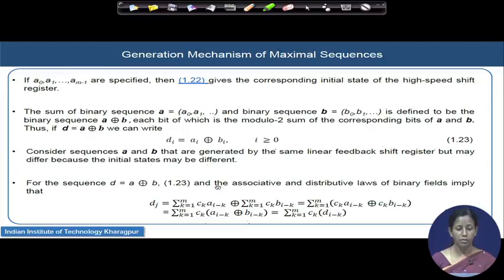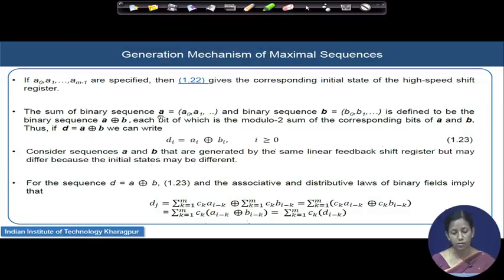Now, in the last portion, we are trying to see whether we can highlight some properties of the sequence generated through these linear feedback shift registers. Suppose you have generated two sequences from the same shift register. One sequence is A, the combination of A0, A1 and so on, and the other binary sequence is B, the combination of B0 and so on. And we define a binary sequence which is generated outside by doing the bit by bit modulo 2 operation of sequence A and sequence B.